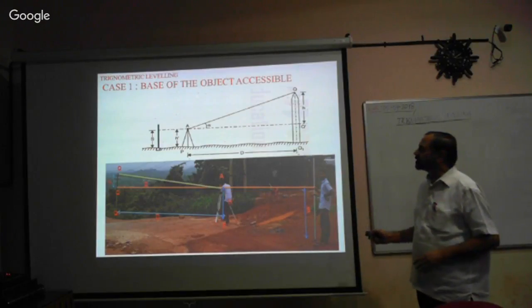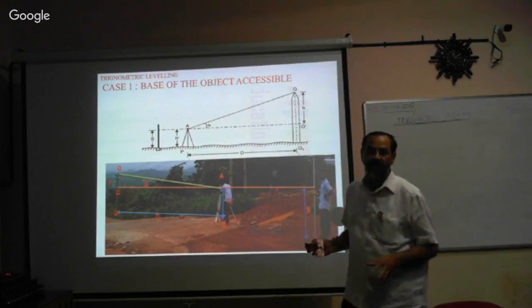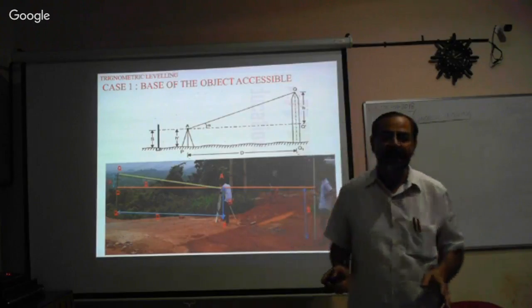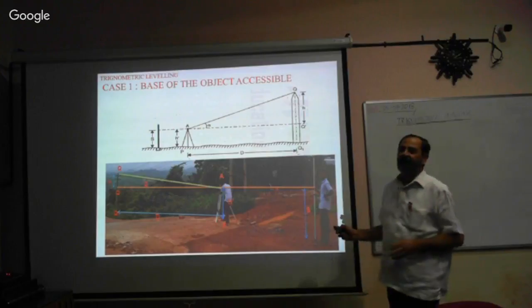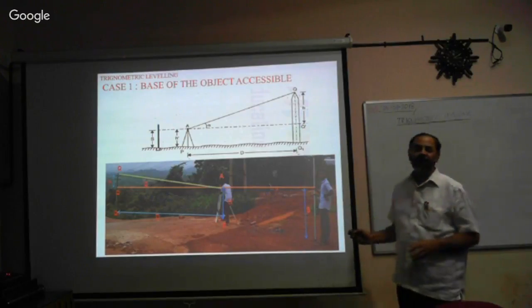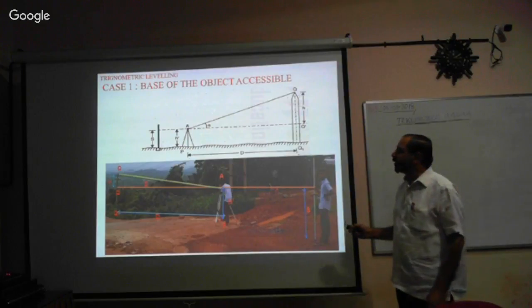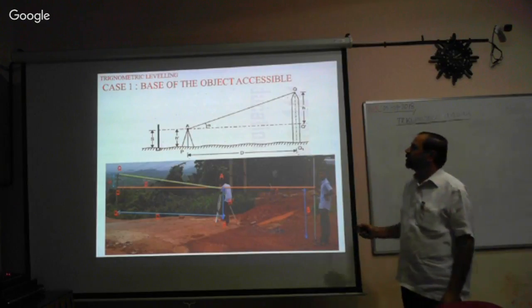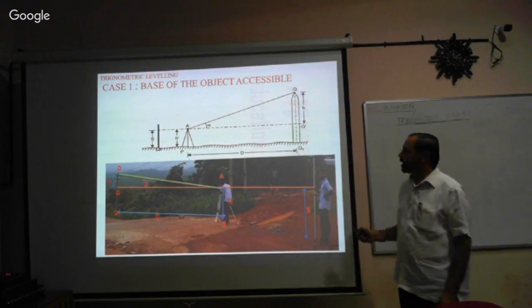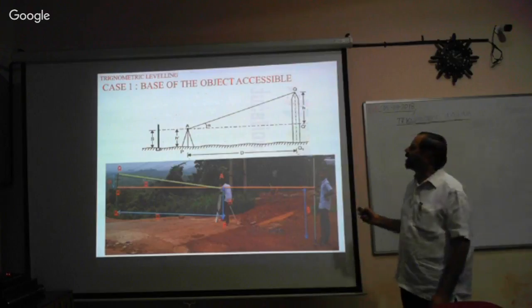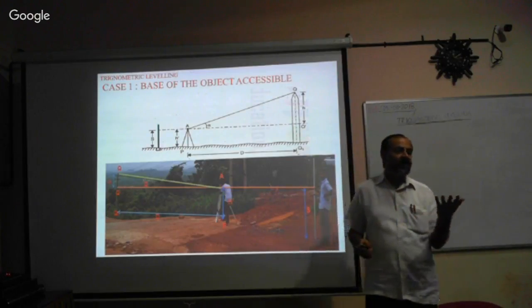Now, considering this triangle, how do you calculate the H? H is equal to opposite divided by adjacent, which is equal to tan alpha. Therefore, tan alpha is equal to H divided by D. Now therefore, H is equal to D into tan alpha. That is, the problem is solved.